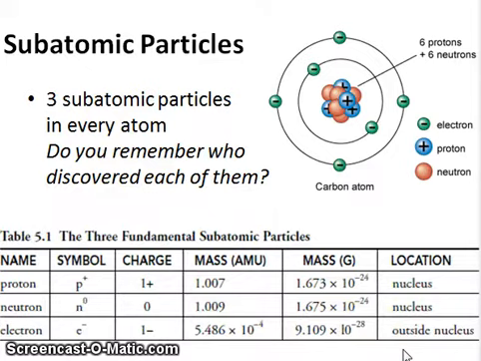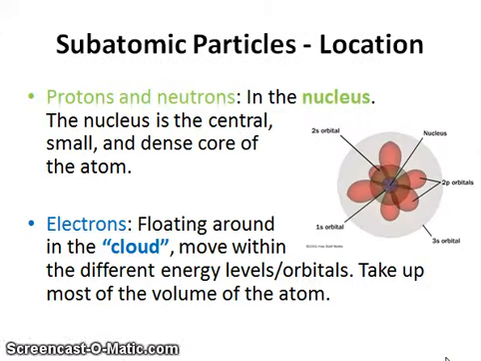Finally, we have the location of the subatomic particles. We see that both proton and neutron are located in the nucleus, and the electron will be outside the nucleus. Let's talk more about the location. As we mentioned before, protons and neutrons will be inside the nucleus, and this nucleus is the central, small, and dense core of the atom.